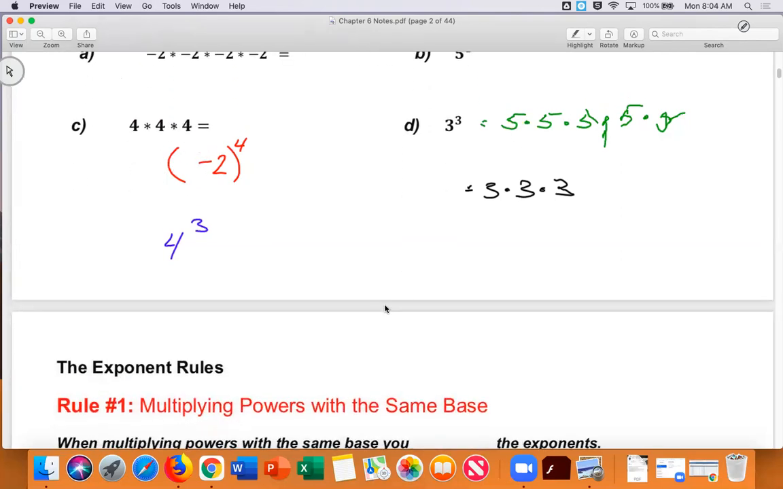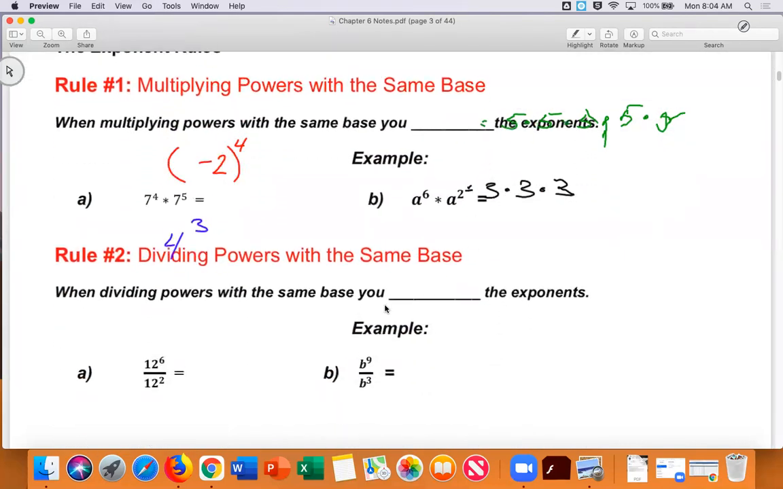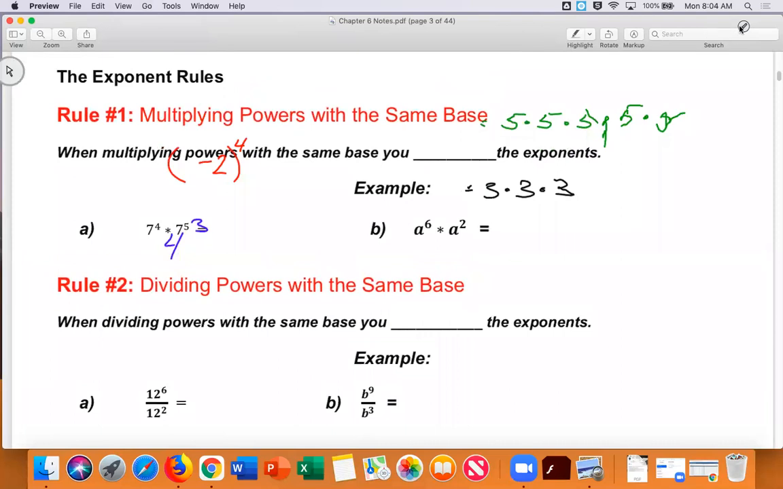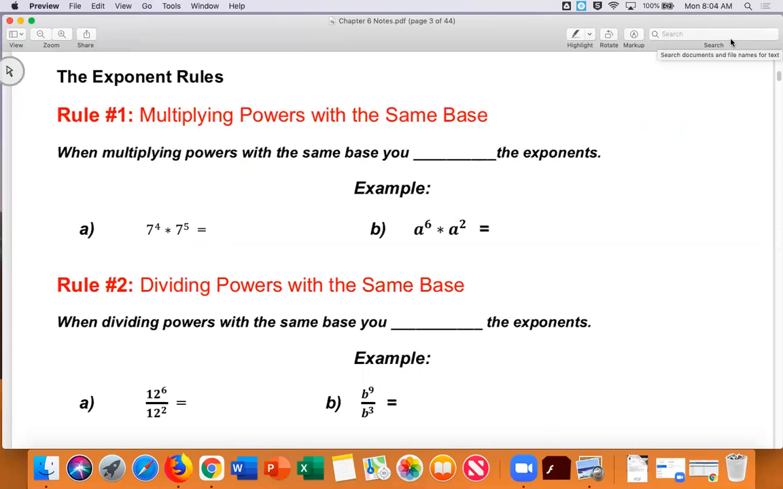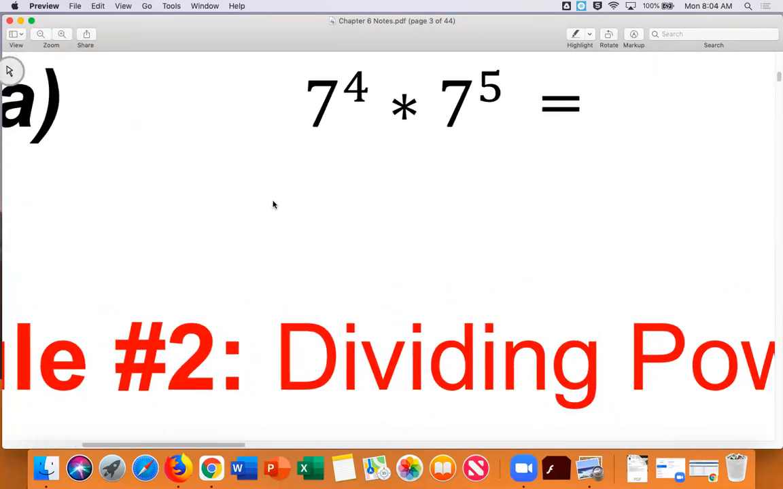Any questions? All right, I'm going to try and break this down for you into little baby steps. Multiplying powers with the same base. Now, it says when multiplying powers with the same base, we blank the exponents. Now, I don't know what we do yet, Hope. I don't know what to put in that blank. But like I told you, if you know the basics, we can figure this out.